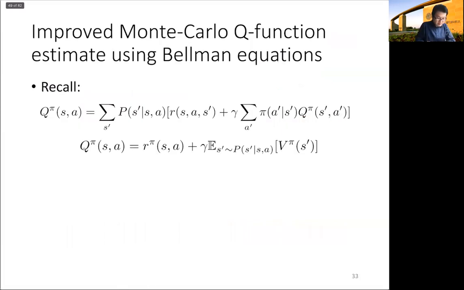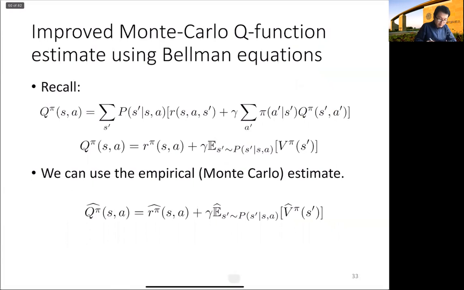We could apply the Bellman equations to estimate the Q function better using this formula, by simply constructing the empirical approximation of all these quantities, right? That helps us do slightly better than having to visit all pairs of SA again and again, but rather only visit each S sufficiently to have a good estimate of this V pi function.